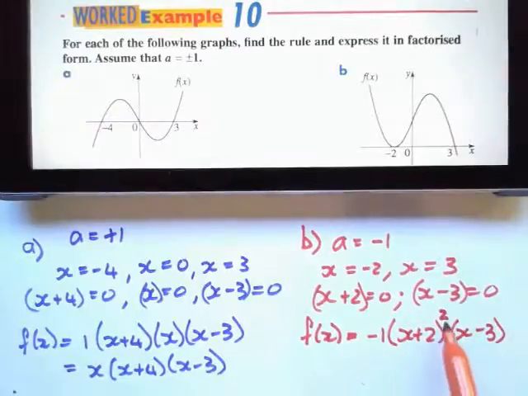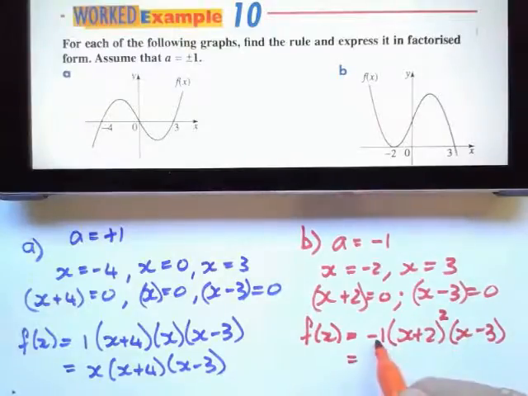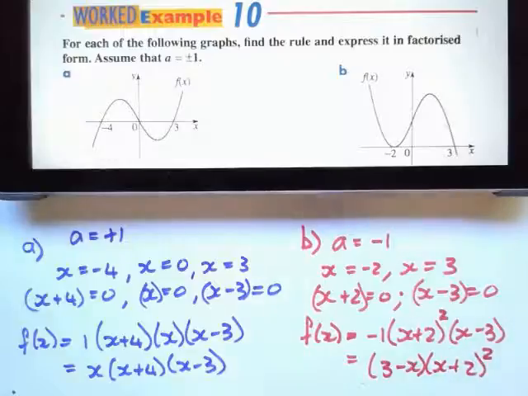So there's 3 factors. This one twice, and then a third time. Now I would accept that in the exam, but to get to the answer that the book does, just multiply that negative 1 in there, and then it becomes a negative 1 times x is negative x, a negative 1 times negative 3 is positive 3, so it's 3 minus x, times x plus 2 squared.